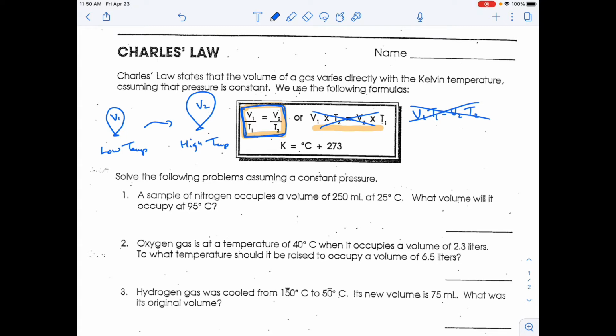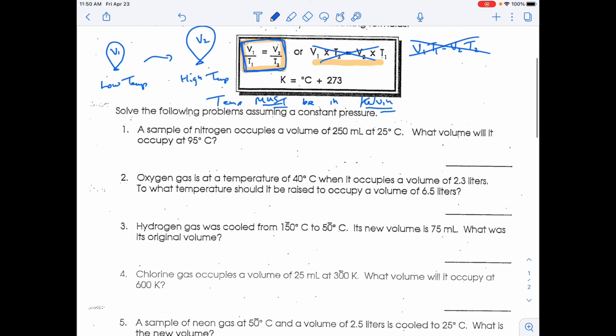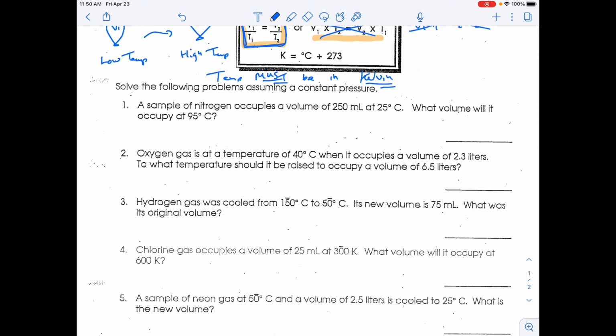The only catch to using Charles' law is that temperature cannot be in Celsius. Temperature must be in Kelvin. So we have to convert all the temperatures, so it adds an extra step. And so I'm going to do a couple examples of these, and I'm going to then set you guys off to finish up the rest of the problems.